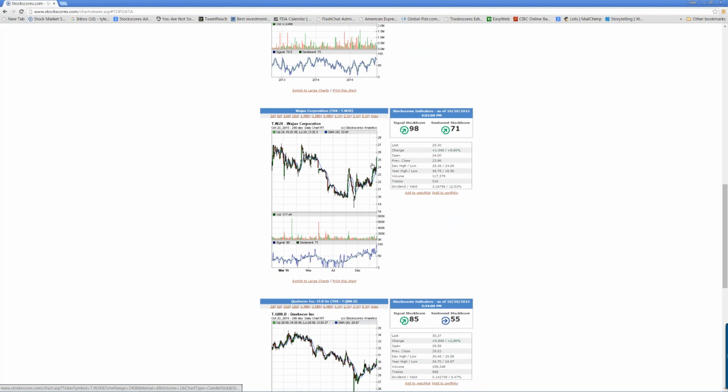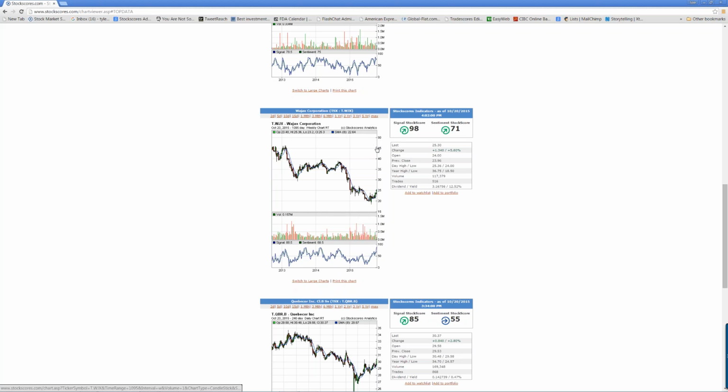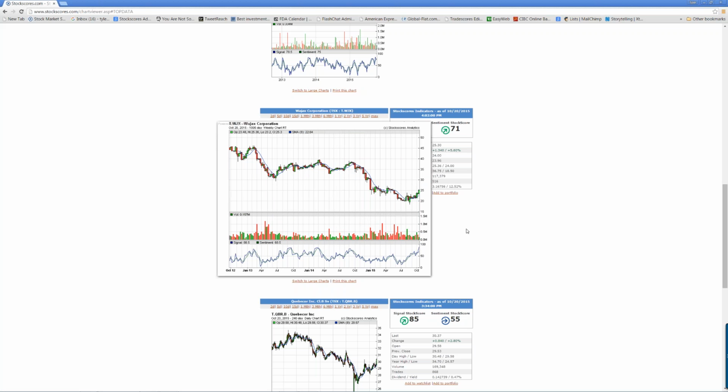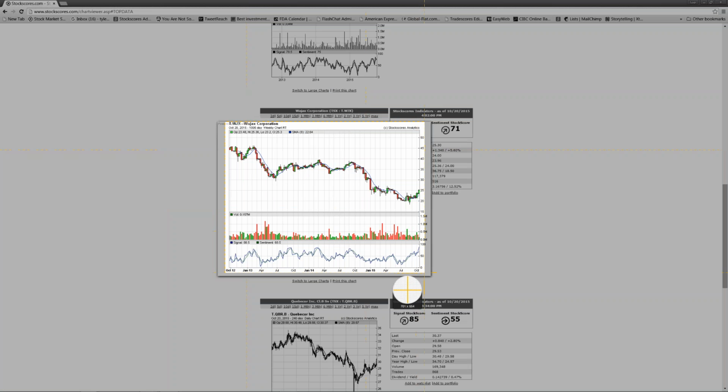Wajax, breaking from a rising bottom, looks like it's breaking a downward trend. I don't love the chart. Let's take a look at the 3-year. Well, not bad here because it has fallen away from its downward trend line. So let me highlight this for you.